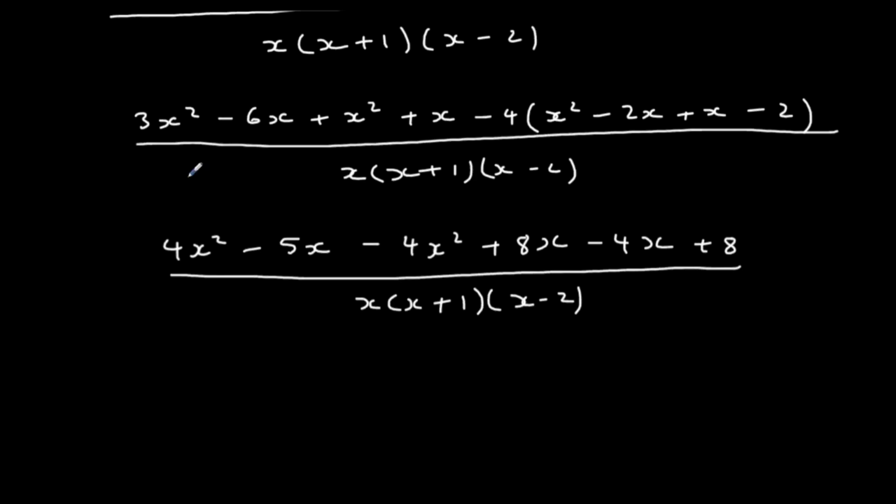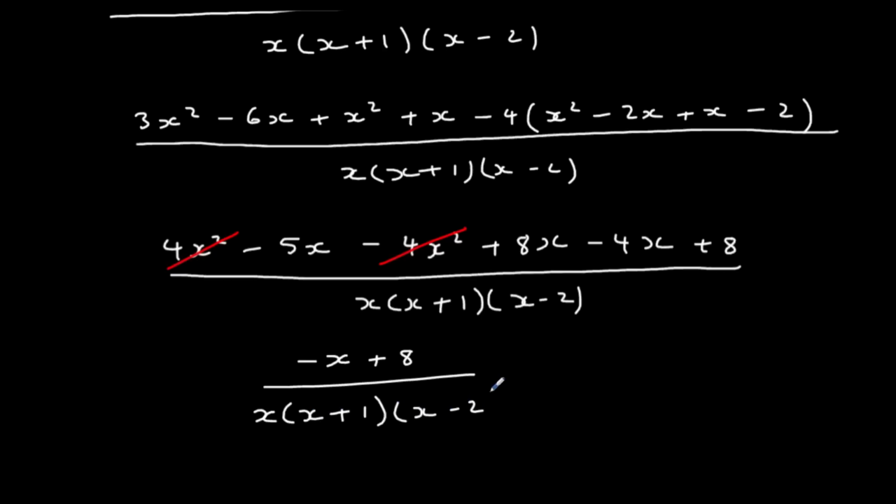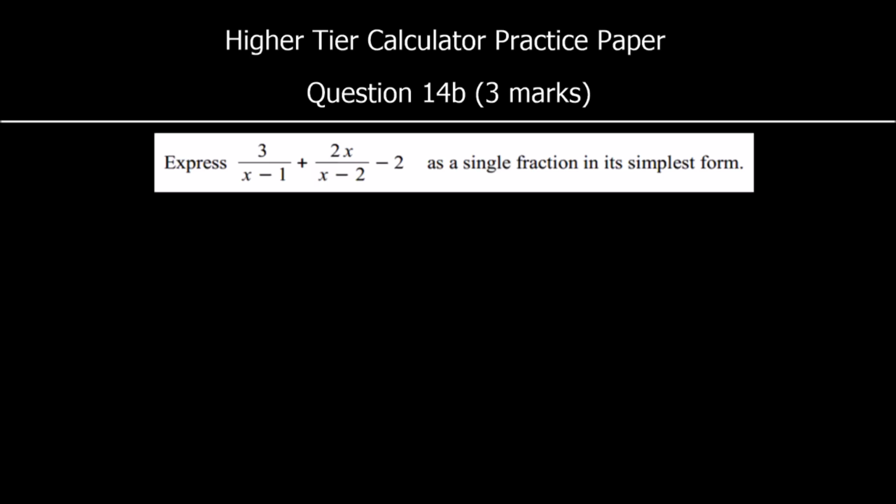So collecting the like terms, again on the top I've got 4x squared, take away 4x squared, that's nothing. I've got 8x minus 5x minus 4x, which is minus 1x, and I've got an 8. So I've got minus x plus 8, or 8 minus x, over x times (x plus 1) times (x minus 2). There's nothing more I can do to simplify it, so that is the answer. One for you to try, so pause the video and give this one a go.